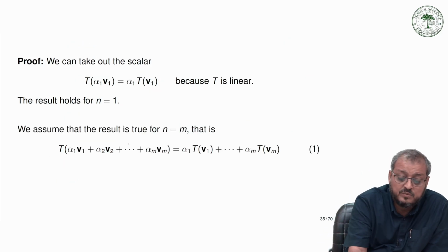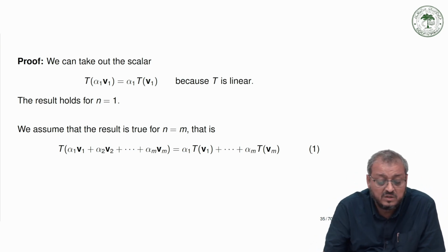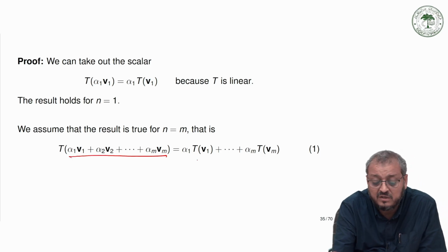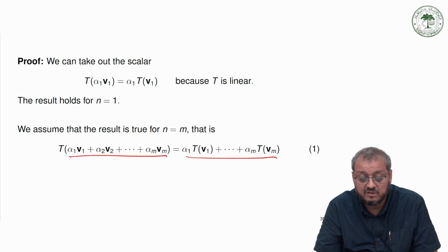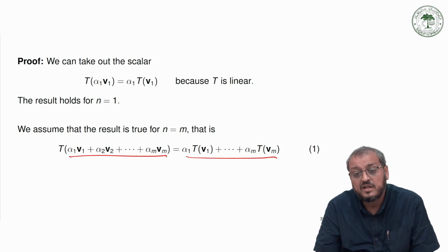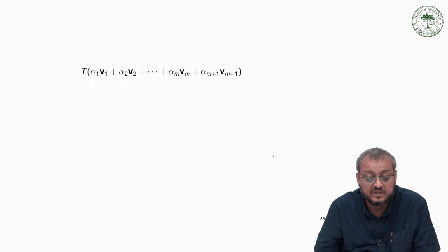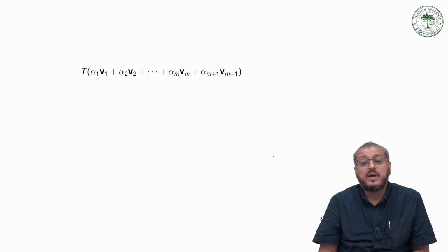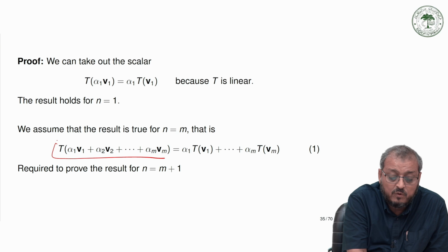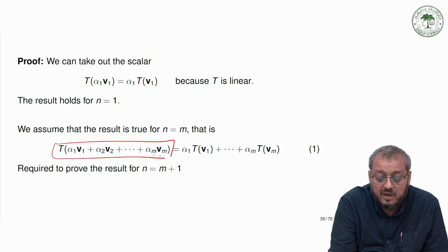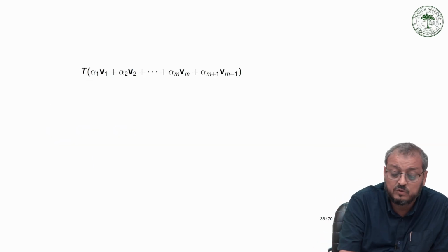Okay. So assume that the result is true for n is equal to m. We denote this as equation 1: T of alpha 1 v1 plus so on plus alpha m vm is equal to alpha 1 T of v1 and so on plus alpha m T of vm. Now we are required to prove that the result is true for n is equal to m plus 1. So we can add one more term after alpha m vm, namely alpha m plus 1 v m plus 1. So we have to write it in this form.